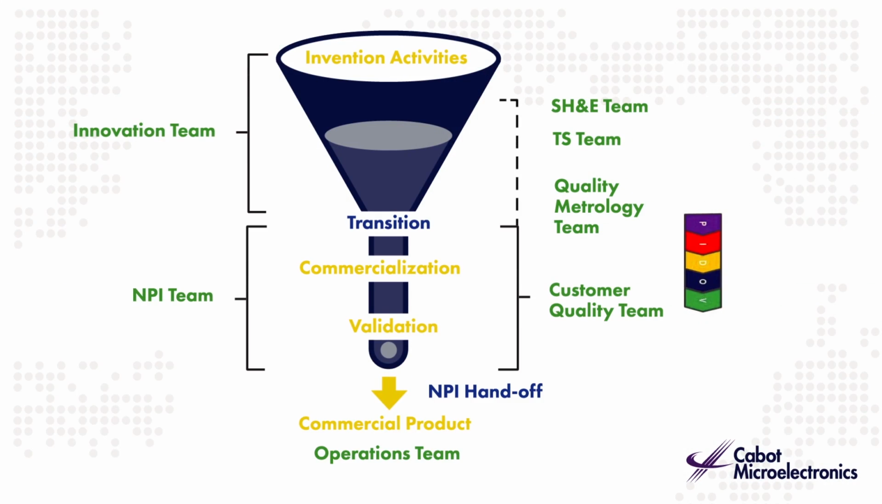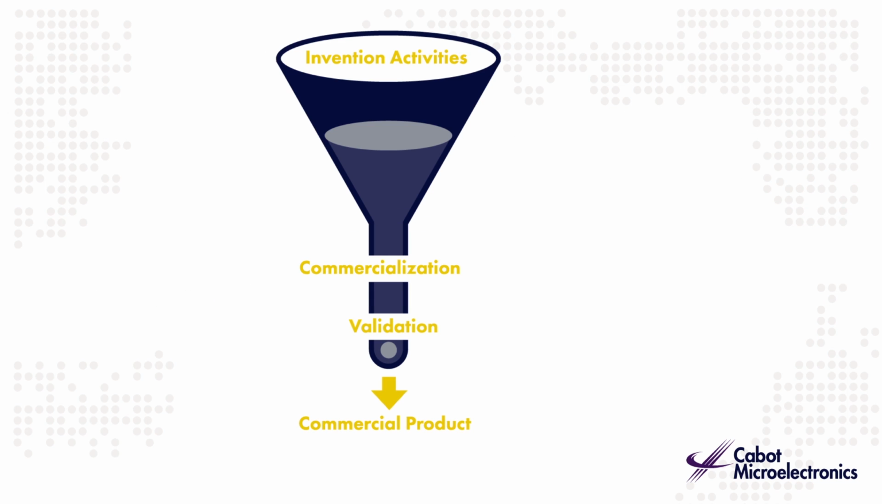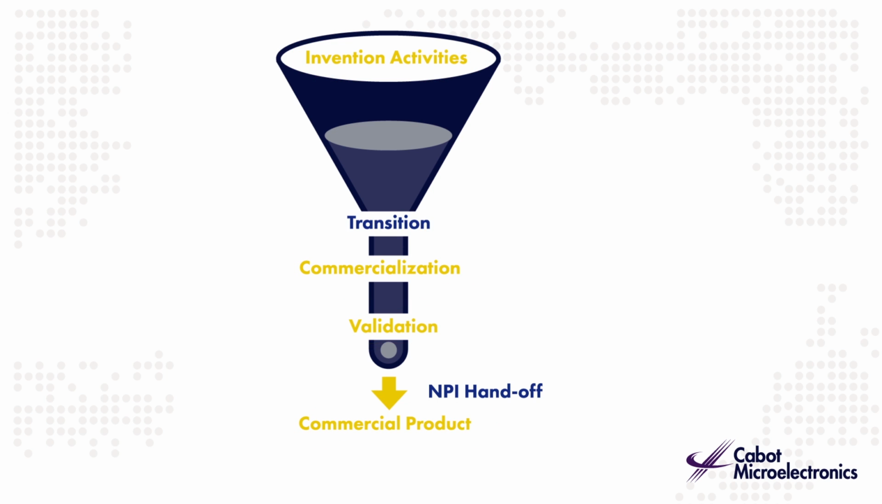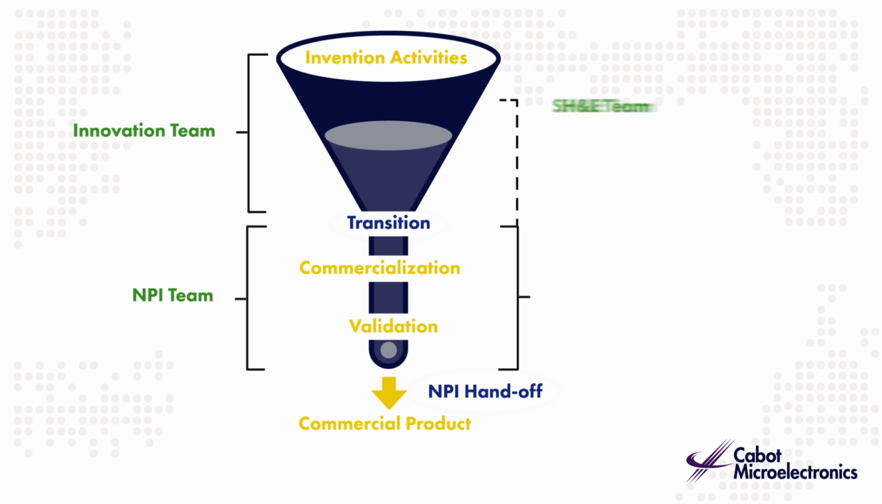Let me begin by showing you our cross-functional NPI process flow. This funnel diagram illustrates a phase gate process. The phases in yellow include invention activities, commercialization, validation, and commercial product. The gates in blue include transition and NPI handoff. As you can see throughout the entire process, there's cross-functional involvement. Our innovation and NPI teams on the left are responsible for the phases in yellow, and our SH&E, technical sourcing, quality metrology, and customer quality teams on the right provide valuable supporting activities.